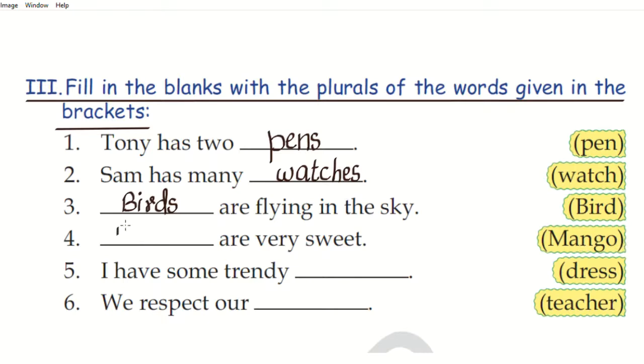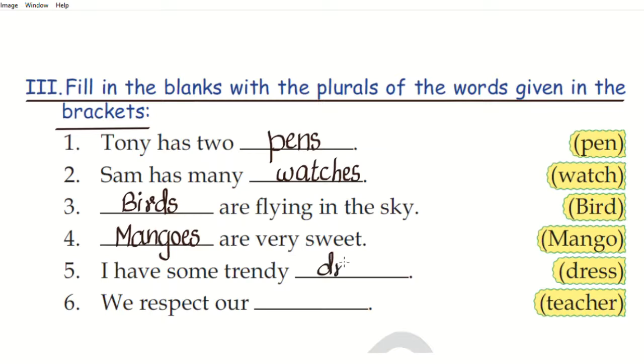Number 4. Dash are very sweet. Plural of mango is mangoes. And children, here the word mango ends at letter O. So we will add es to make plural of mango. That is mangoes.